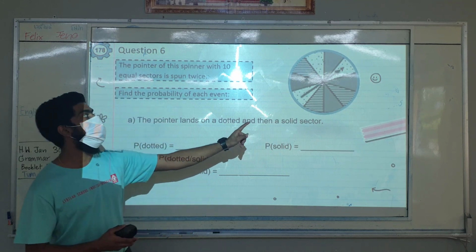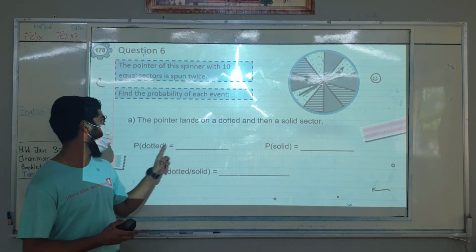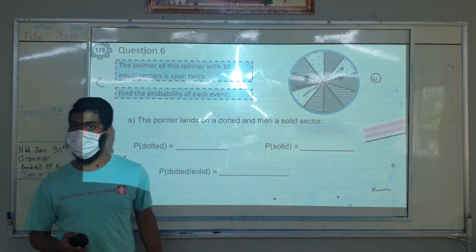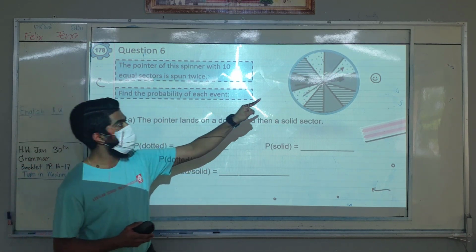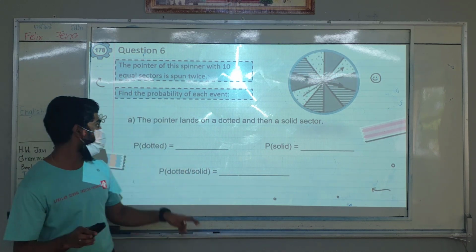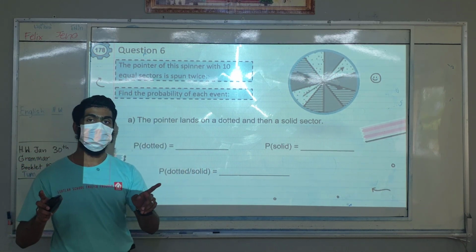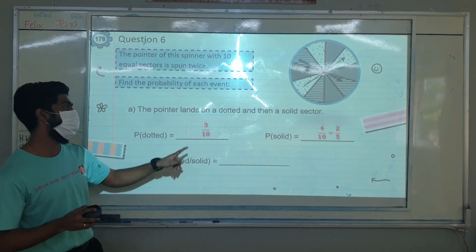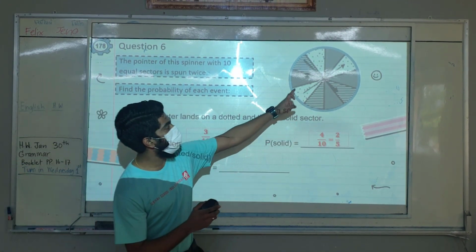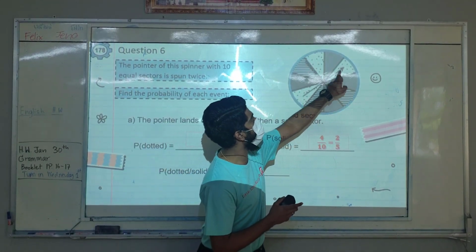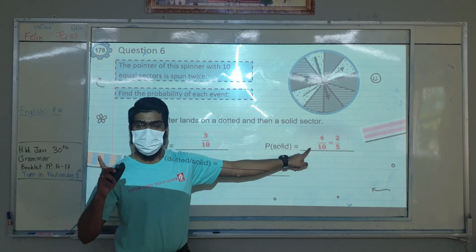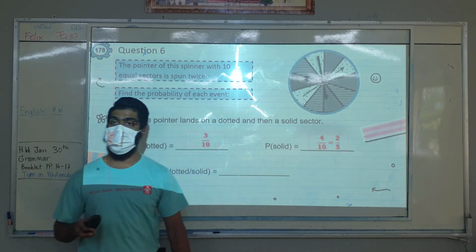So let's see what is the probability of it landing on a dotted. How many dotted sectors do we have here? 3. We have 3. What is the total amount of sectors here? 10, right? So the dotted will be what? 3 over 10. Very good. And the solid also came out. Now, the solid here is this 1, 2, 3, and 4, right? Solid, which is 4 tenths, and when you simplify, we get 2 over 5.